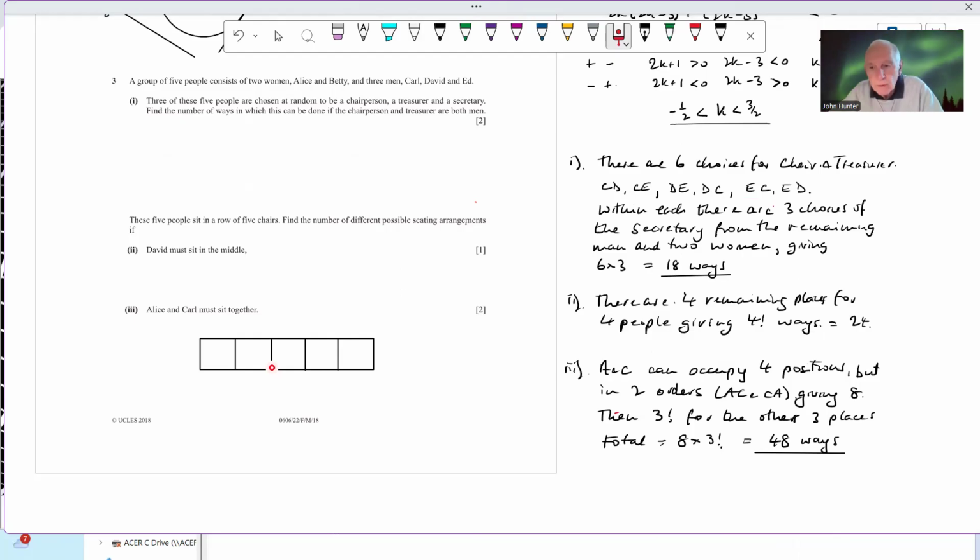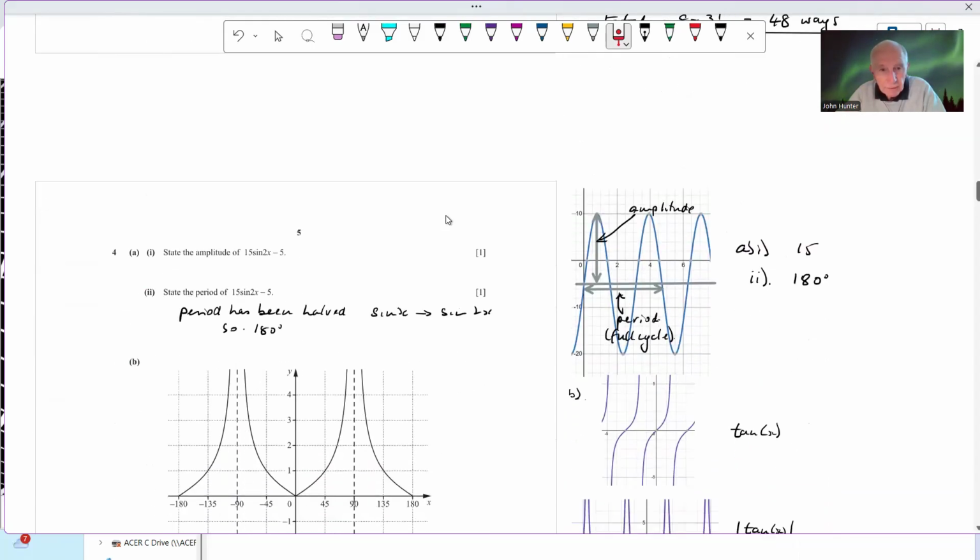And then, of course, we've got 3 other people to place in the remaining 3. So for each of those 8, there are going to be 3 factorial ways that we're arranging the others. So the total number of ways is 8 times the 3 factorial, which gives us 48 ways. Okay, so that's the combinatorics question.